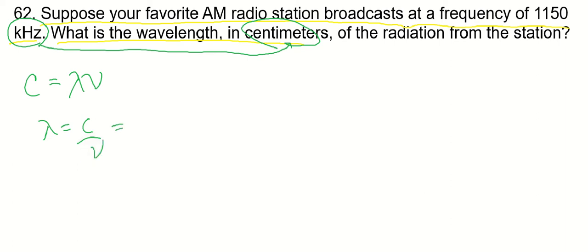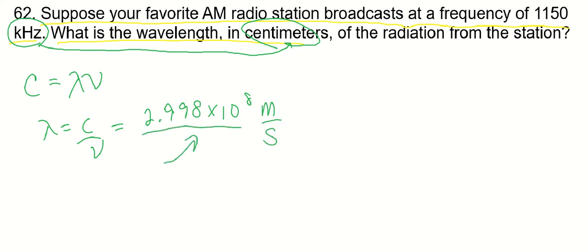Let's plug in what we know. Speed of light is given to you on your formula sheet as 2.998 times 10 to the 8 meters per second. Now hertz we don't want to put directly in the denominator because we want to match that up with seconds, and we're given kilohertz. So let's do a conversion factor here off to the side to turn this into per seconds so we can cancel out with the seconds there.